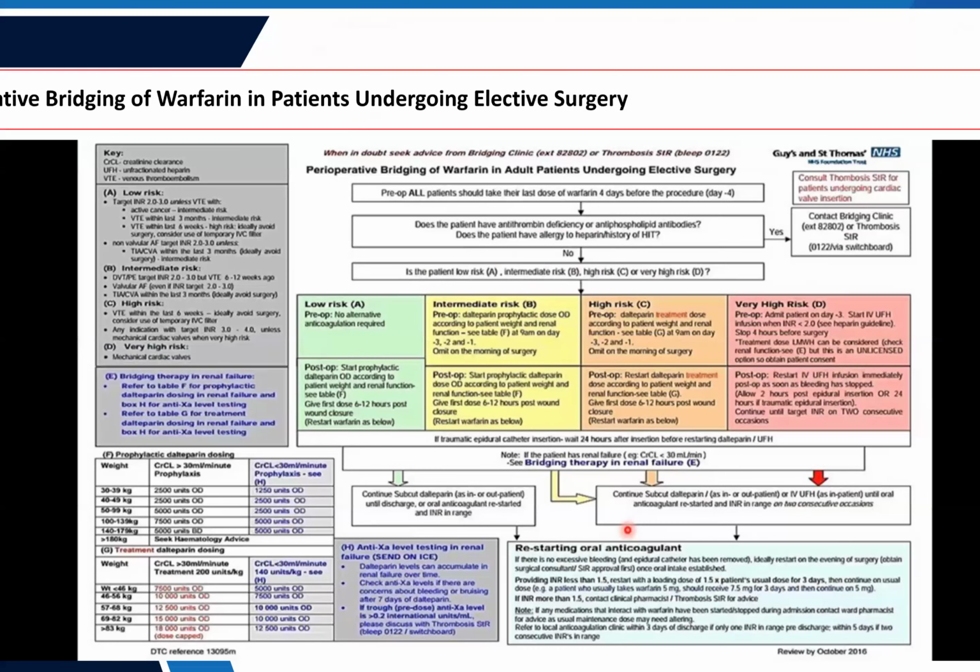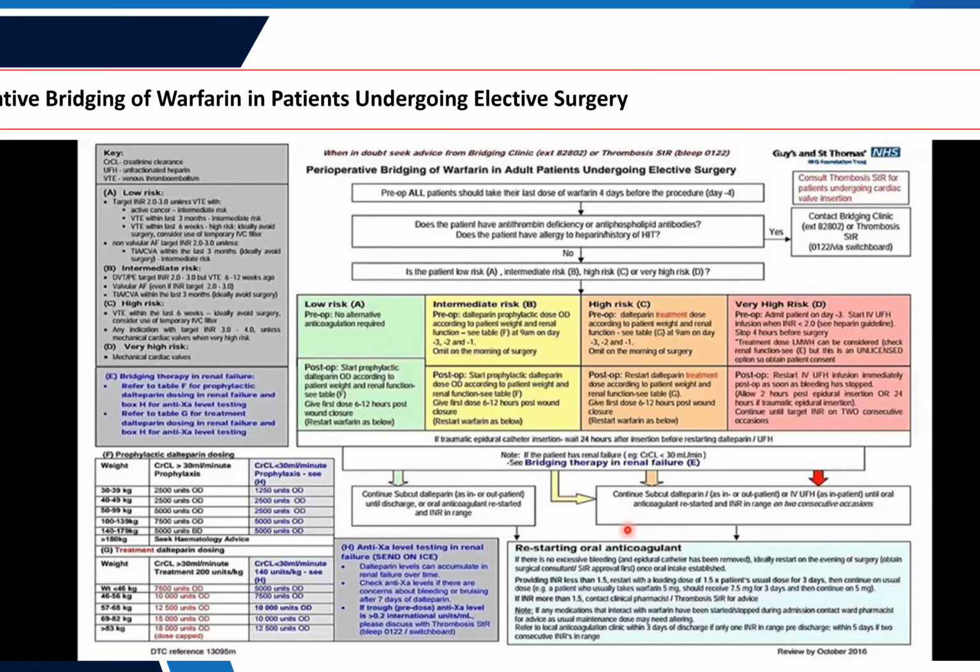Whenever there is very high risk, usually the surgery is deferred or postponed till we optimize the case, unless it is something serious. Like in this case, it's malignancy, so we are worried whether she'll go into metastasis. So we need to do the elective surgery now. So we'll be doing bridging, and this is formulated by the thrombosis clinic people.